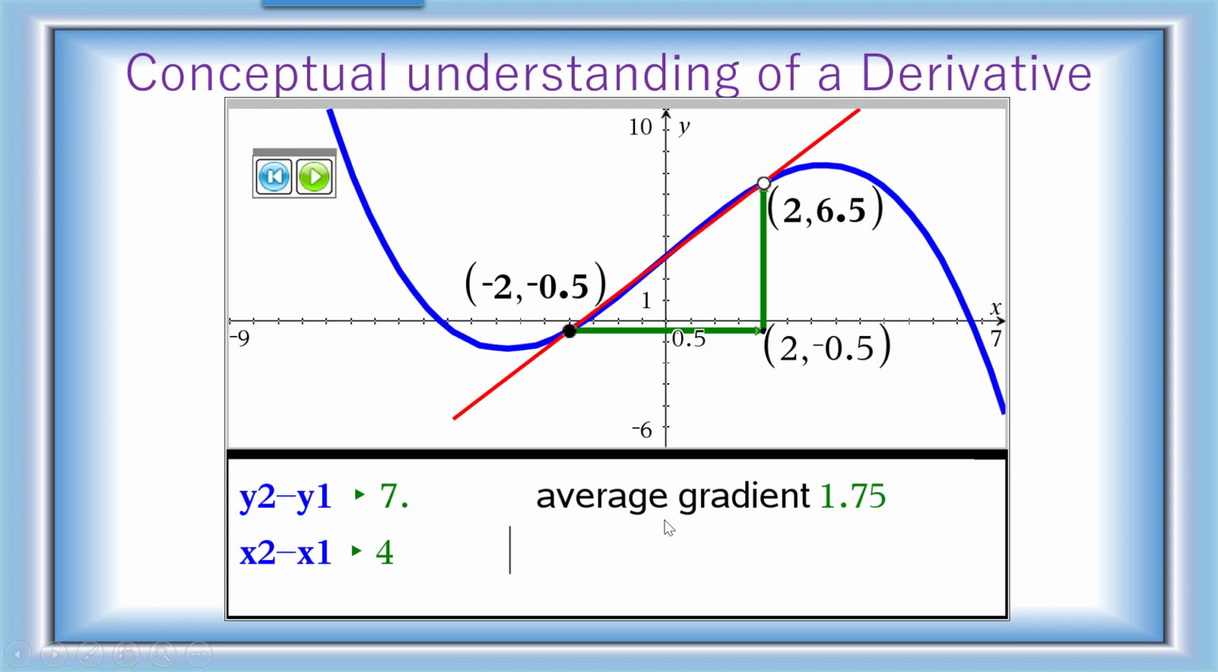So at the moment, my gradient is 1.75. That's the gradient for the red line. And I've got y2 minus y1 is 7, x2 minus x1 is 4. So let's observe this on the actual calculator screen now.